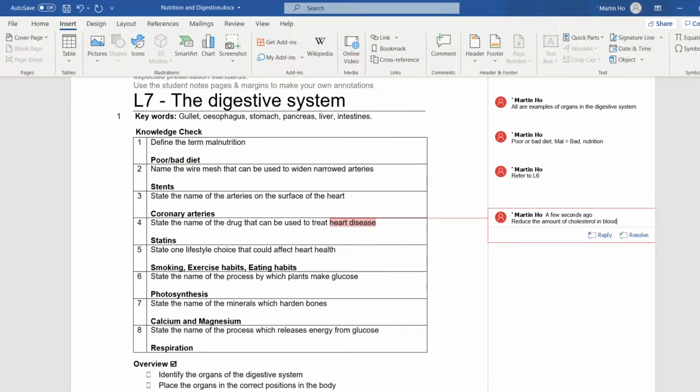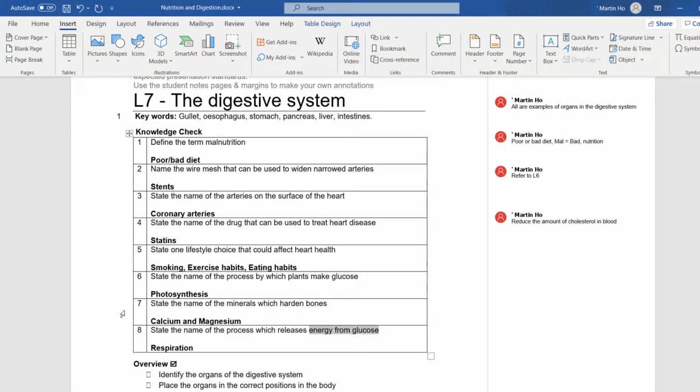6. State the name of the process by which plants make glucose. This process is called photosynthesis. 7. State the name of the minerals which harden bones. In our diets, the 2 minerals that help harden our bones are calcium and magnesium. And lastly, 8. State the name of the process which releases energy from glucose. This process is called respiration, and it releases energy from glucose using oxygen.